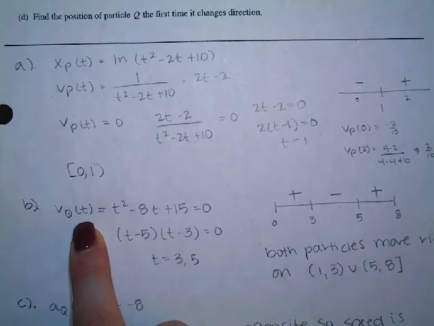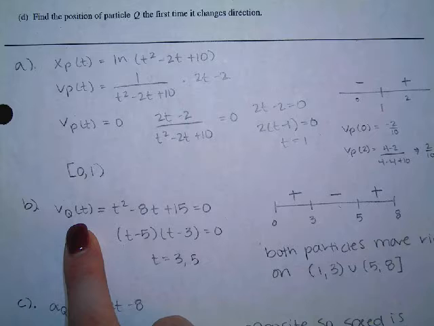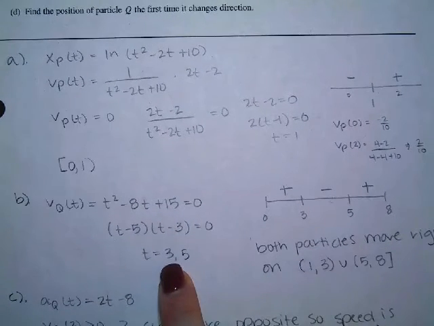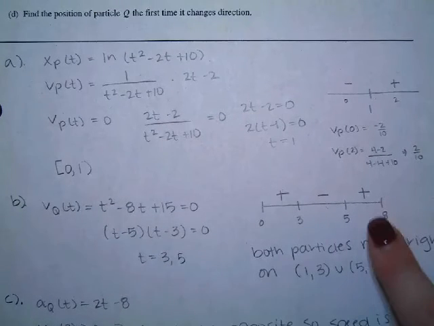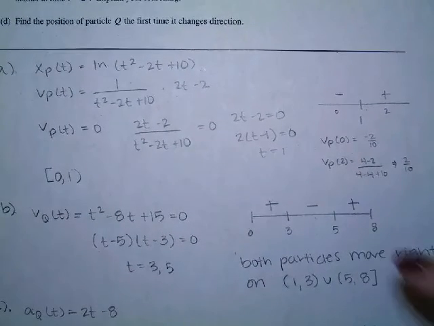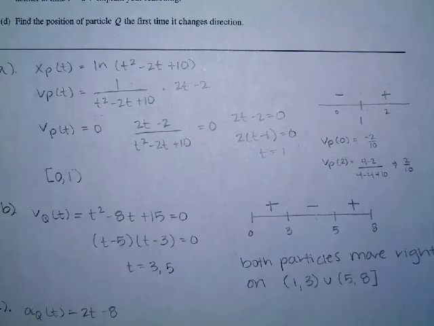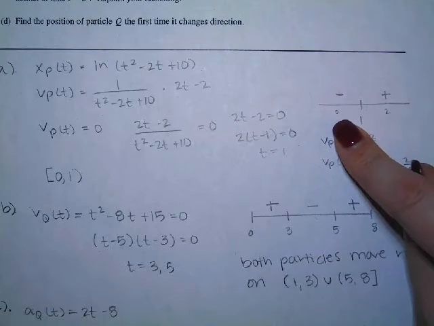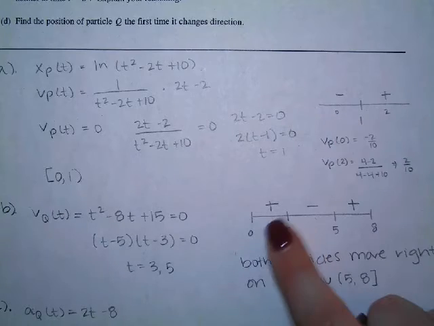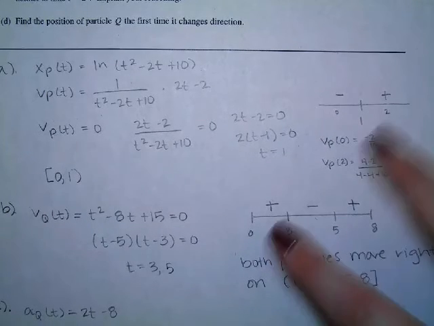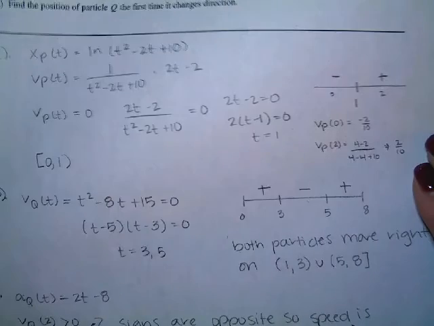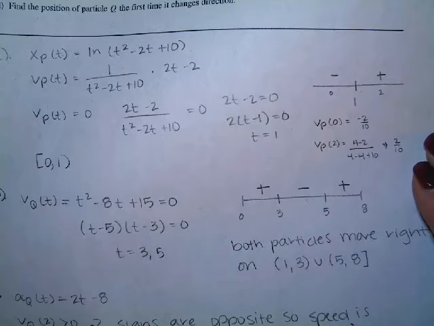All right, so Q, so particle Q, we set it equal to 0. Found that the two values are 3 and 5. And I did my sign chart for that. So then I'm looking to see where both of the sign charts are either in agreement that they're both moving left or both moving right. Since this one only moves left from 0 to 1, I kind of ignored that because this one was moving right at that time. So then I noticed that this one would be from 1 to 3 and then 5 to 8. So both particles are moving to the right on those intervals.